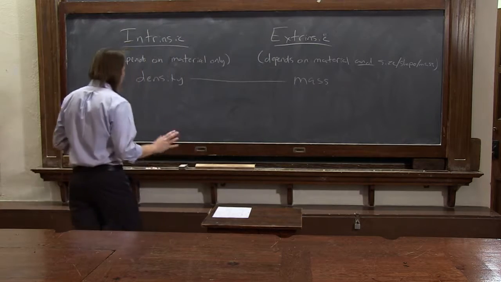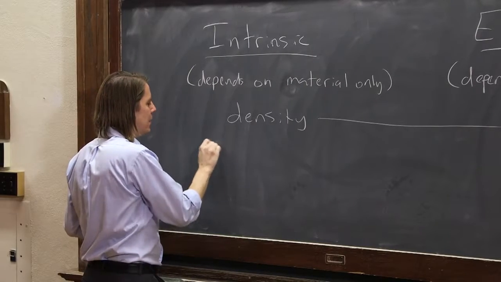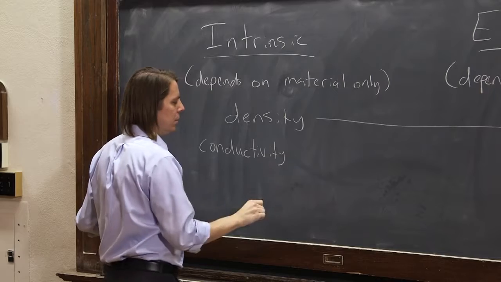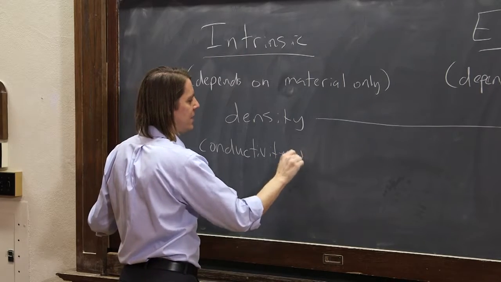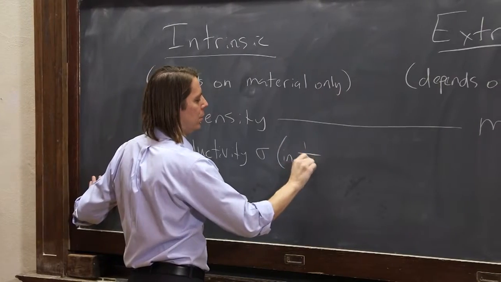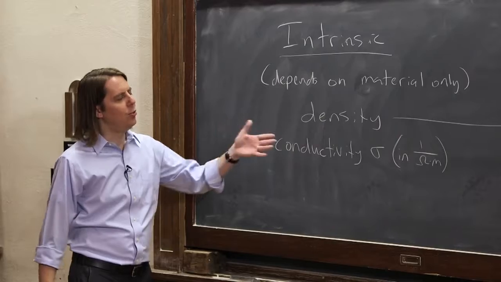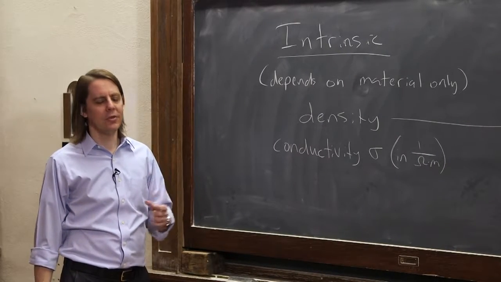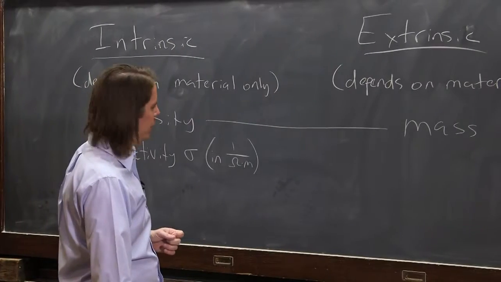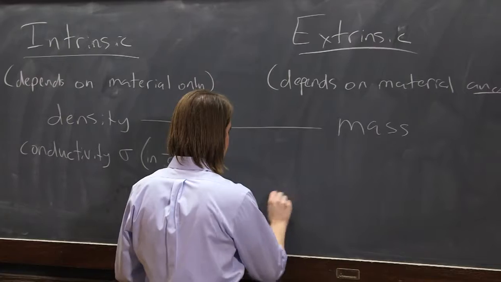So I want to make sure the difference is clear. The first one we did was an intrinsic property. It was the conductivity, sigma, and it was in 1 over ohm meters. So that's how Ohm's law is stated. It's stated in terms of an intrinsic property of the material. We also use that to get to the resistance.